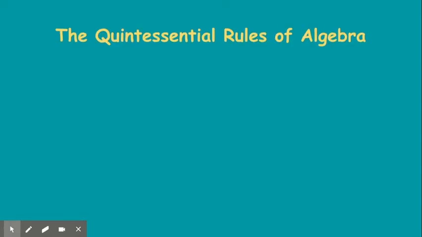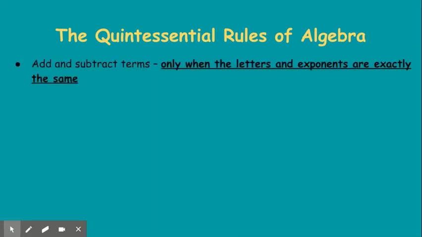So the quintessential rules of algebra. Add and subtract terms only when the letters and exponents, so the keyword there is and, the letters and the exponents have to be exactly the same. So for example, if I have 3x plus 2y, well, my variable for the 3 is an x, and then for the 2 it's a y. They are not the same letters. Therefore, we cannot add them together, and we just leave it as 3x plus 2y.